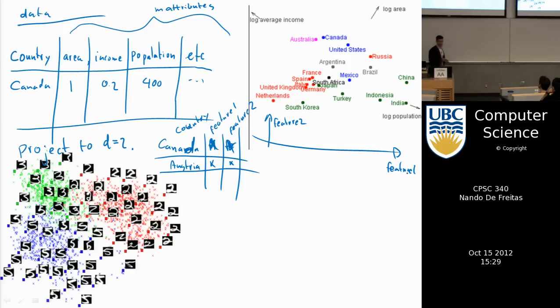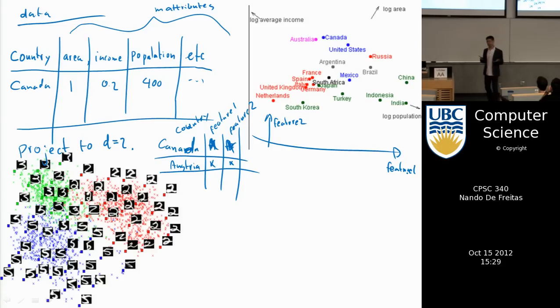Here's another example where originally what I have is an image. An image is represented in this case, I think, by 28 by 28 numbers. So these images live in a space of 784 dimensions, or whatever 28 by 28 is. And what I do is project them to 2D so that I can visualize what they look like.